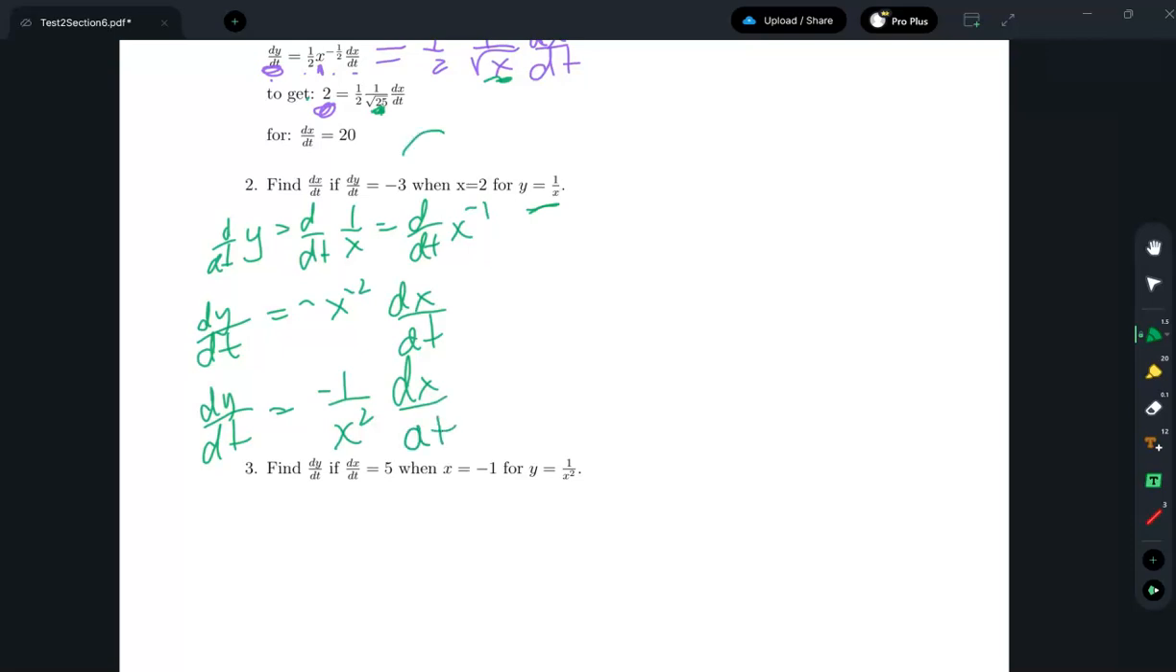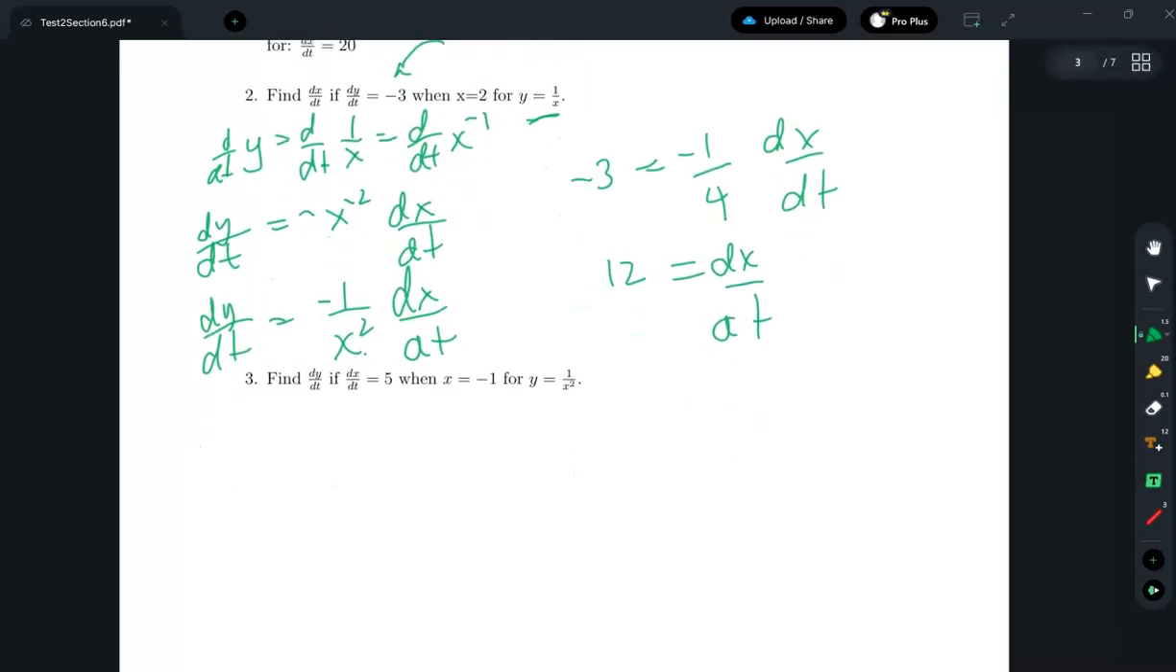So let's go plug in dy over dt is negative 3. And we're plugging in x is 2. So I'd have a negative 1/4. And I'm going to find dx over dt. So then I get a positive 12 is dx over dt.